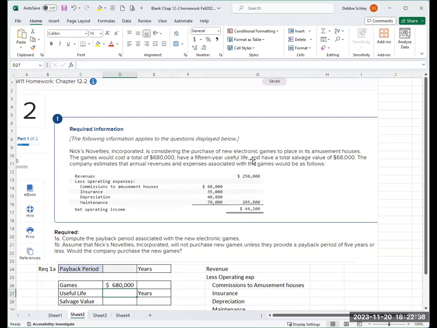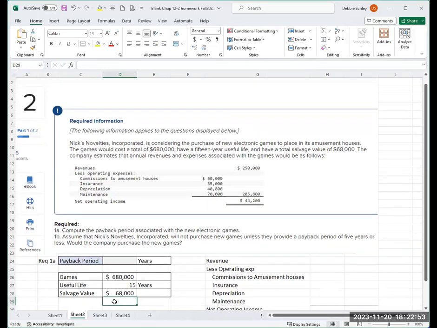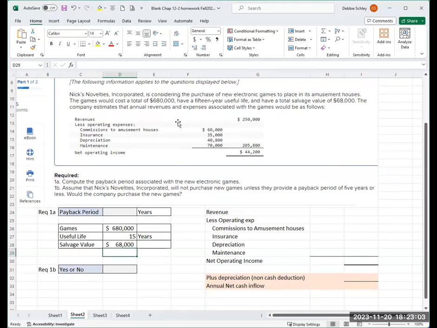Have a 15-year useful life. 15 years. And a total salvage value of $68,000. So salvage value of $68,000. The company estimates that annual revenues and expenses associated with the games will be as follows. So I'm going to copy all of this information down here. So my revenue is $250,000 right there.